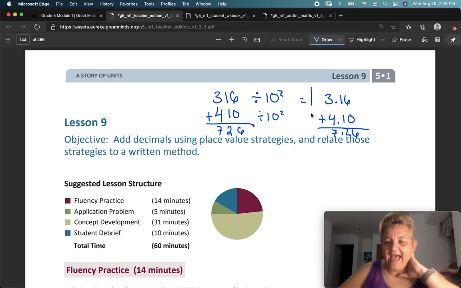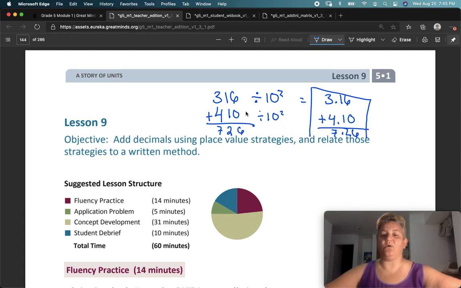Okay, so adding decimals isn't any different than adding whole numbers. The one thing that we always have to pay attention to is where the decimal is and to line it up. But we're going to use some other strategies too. We're going to use some place value strategies, and we're going to use some written method stuff.